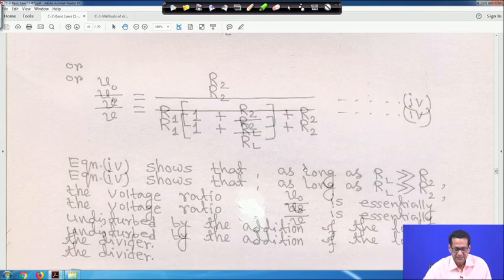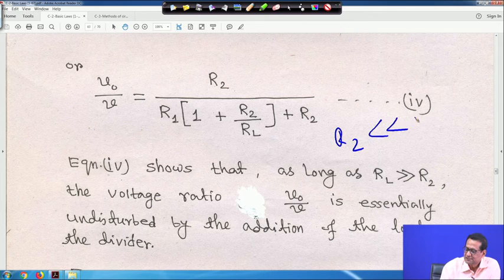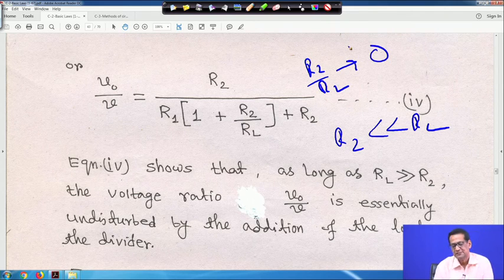That means equation 4 shows that as long as RL is much greater than R2, or R2 is negligible, suppose R2 is very small compared to RL, right. For example, when R2 is very small compared to RL, here I am writing RL is much greater than R2, that means R2 is much less than RL. If it is so, then R2 by RL will tend to approximately 0.